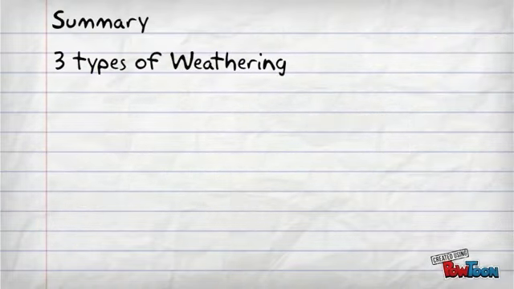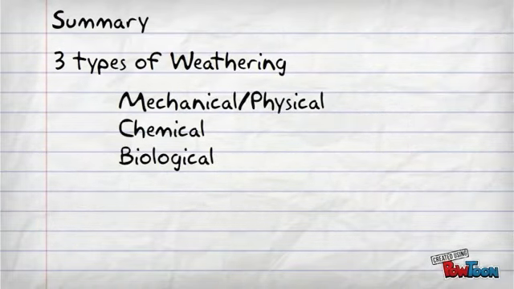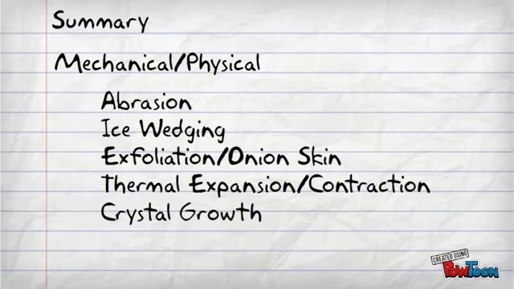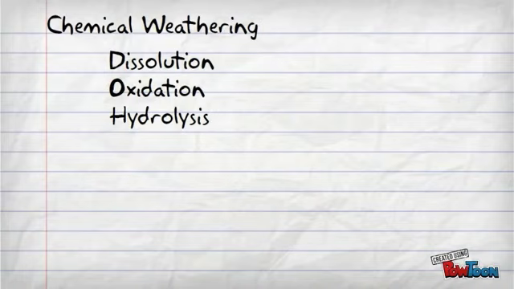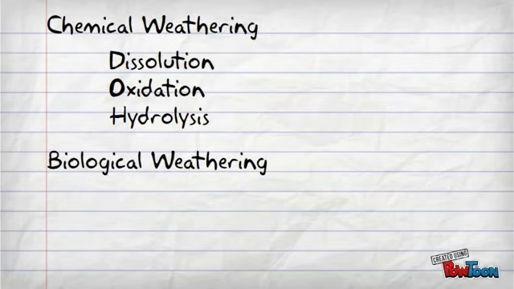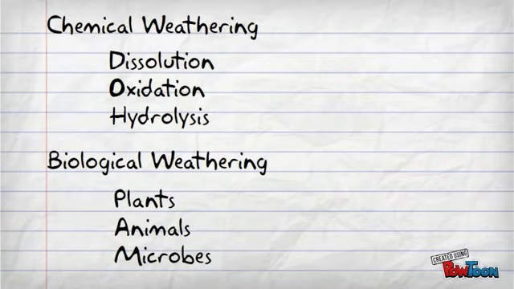In summary, there are three types of weathering: mechanical, also known as physical, chemical, and biological. In physical weathering, we have abrasion, ice wedging, exfoliation, thermal expansion and contraction, and crystal growth. In chemical weathering, we have dissolution, oxidation, and hydrolysis. In biological weathering, we have plants, animals, and microbes. Make sure that if you missed something, go back and review it, because tomorrow we will have a quiz.